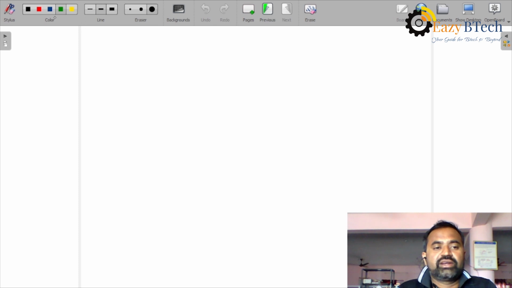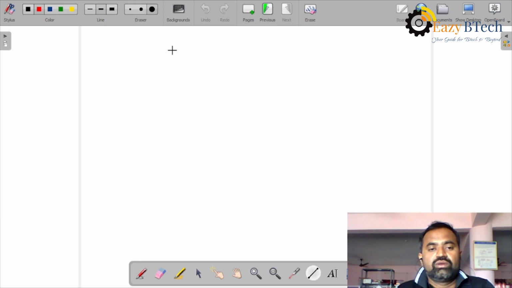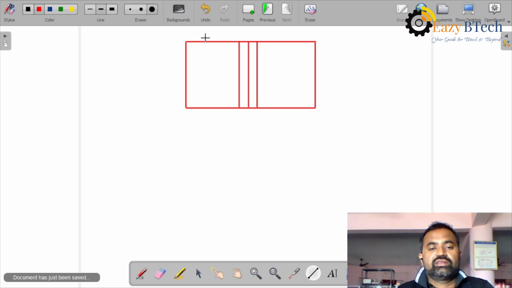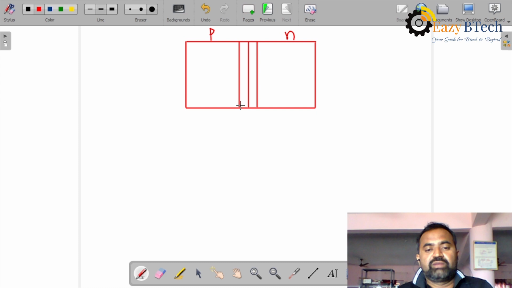Okay, when the diode is operated in reverse bias, now you can see, now it is a diode which is operated in reverse bias. What is a reverse bias? Negative terminal of the battery is connected to P side. Here we have the junction as usual. Okay. This is a P side and it is an N side. It is a depletion region.